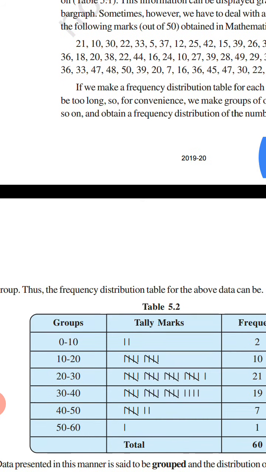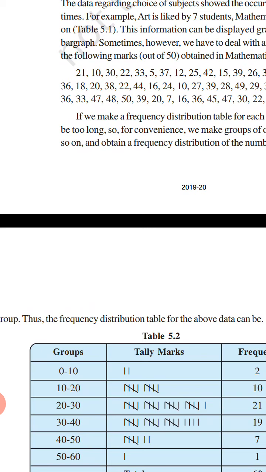Now, as I told you, first of all you have to cross one score and see in which group it falls. So the first one is 21, definitely it lies between 20 to 30. So put the tally marks against 20 to 30. Now this group is called class interval. 20 to 30 is called class interval. Now 20 is the lower limit and 30 is the upper limit of this class interval.